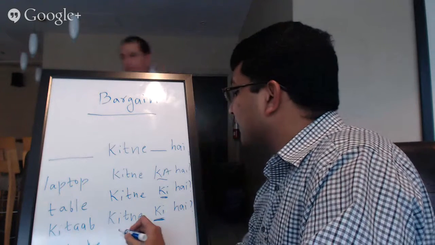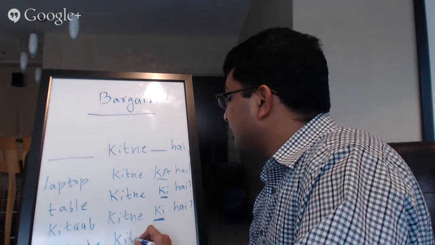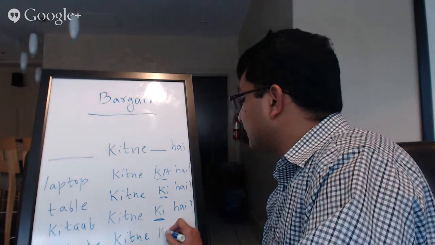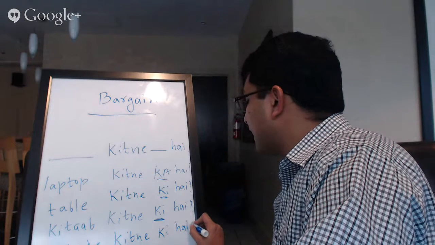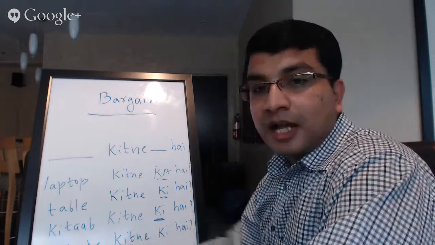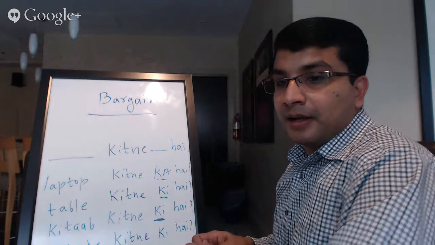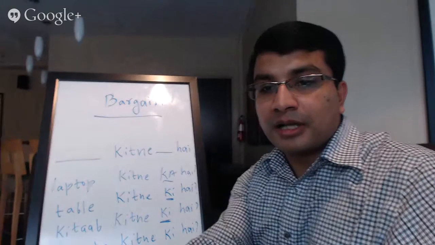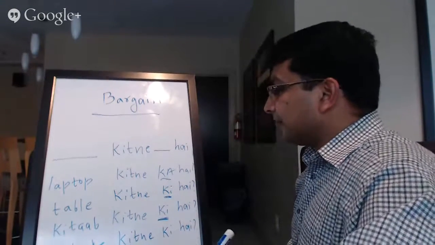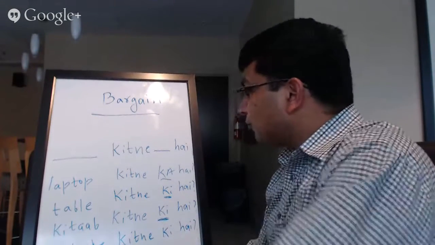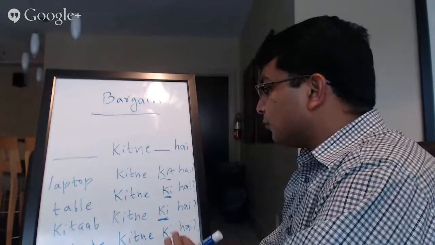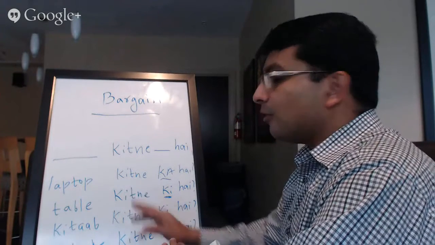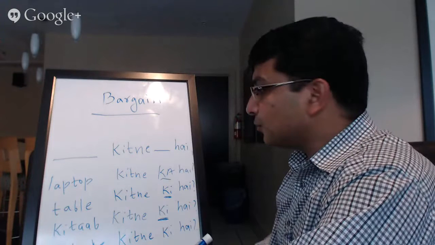No. Okay, okay. So it will be किताबें कितने की है. I'm not sure if you can see it. If you cannot, let me know and I'll change the position of the whiteboard. किताबें कितने की है. So as a rule of thumb, let's take one more example where we have masculine plural.